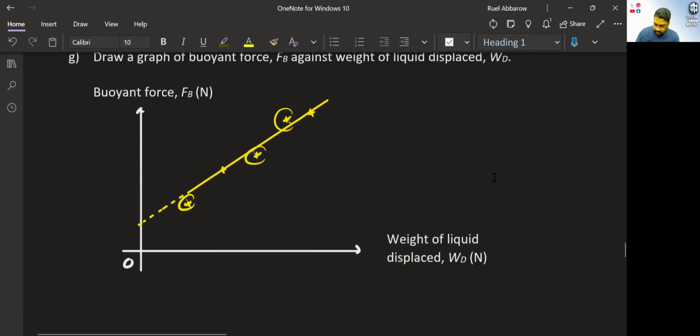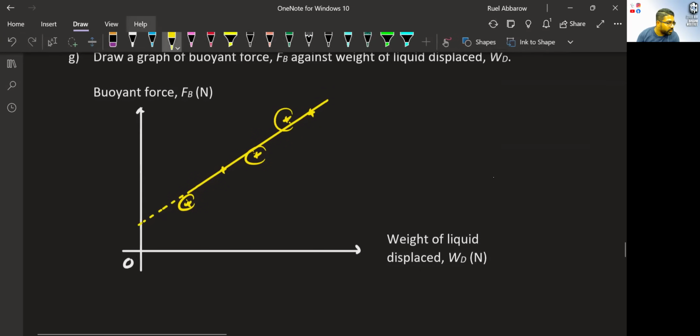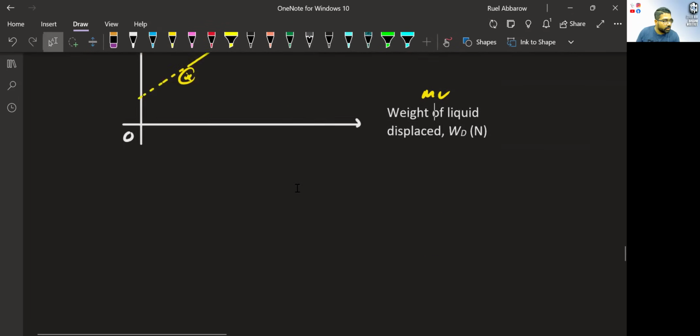Oh, one more thing, class. Just make sure that this is your RV. RV should be on the y-axis, and MB should be on the x-axis. Okay, MB should be on the x-axis. So this is how you do your graph. This is how you interpret.